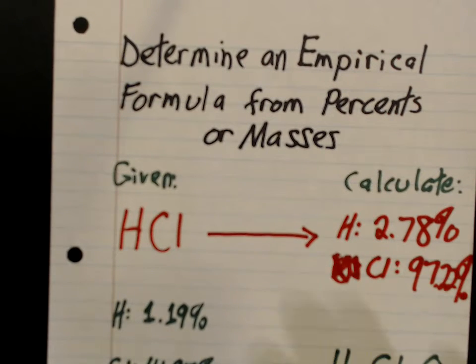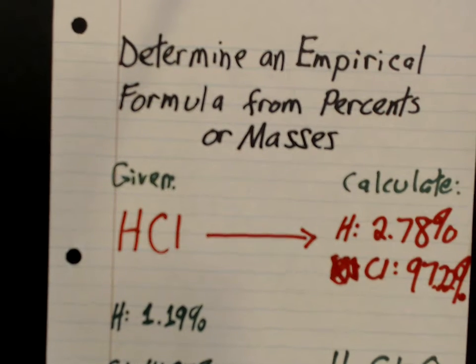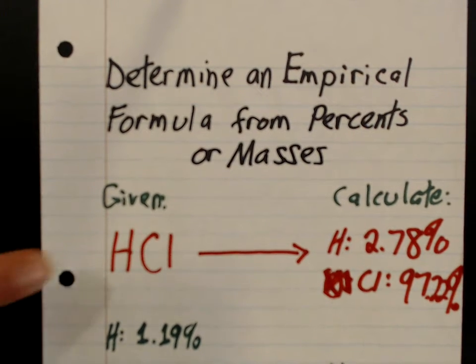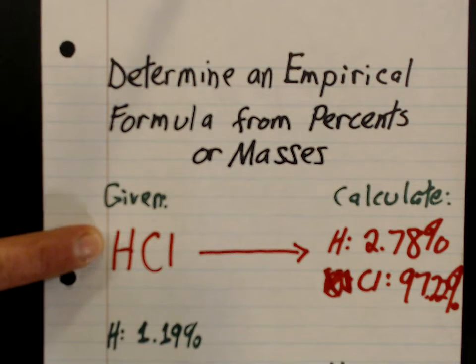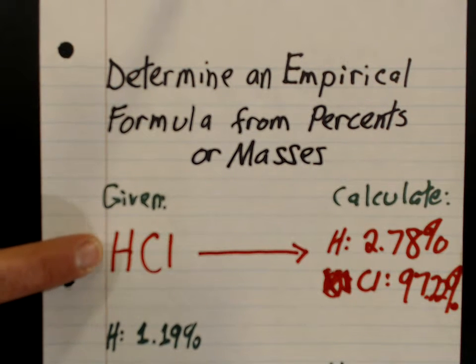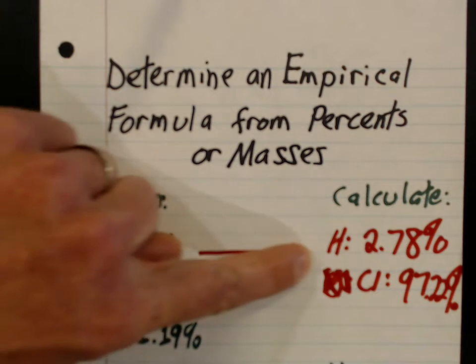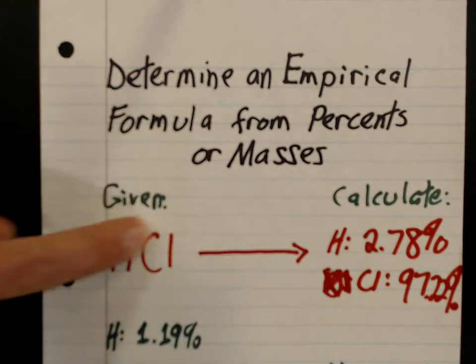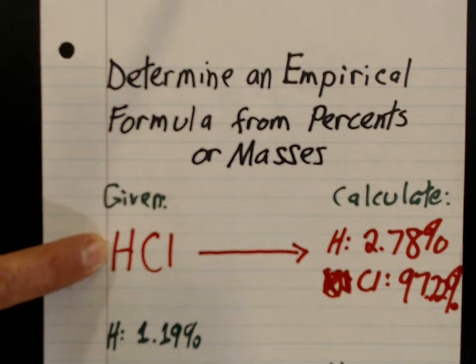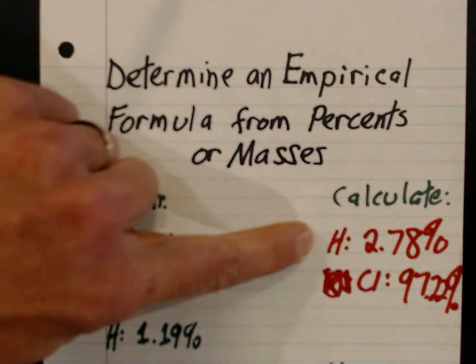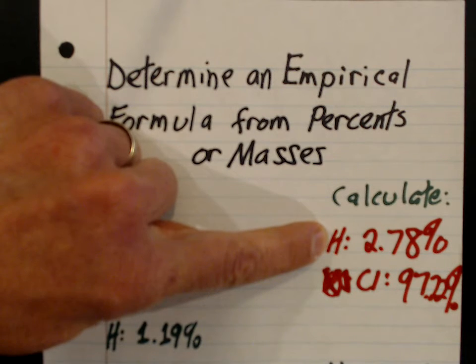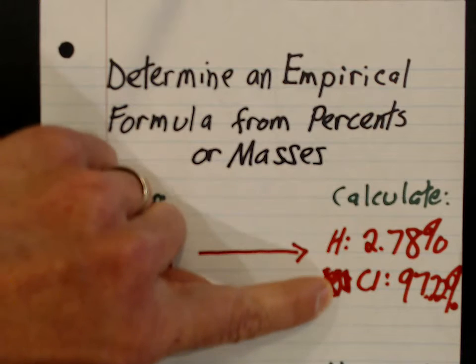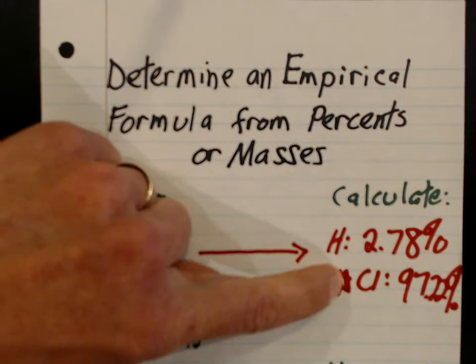Okay? Let me explain what the purpose of these problems is. Last week, I taught you how to take a formula, right? When given a formula, I taught you how to calculate its percent composition, right? Like HCl, hydrochloric acid. If given that formula, you learned how to calculate the relative percentage for hydrogen in that compound and for chlorine.